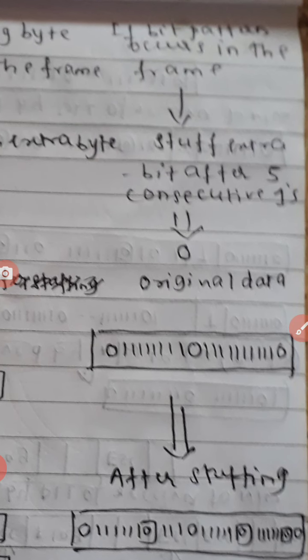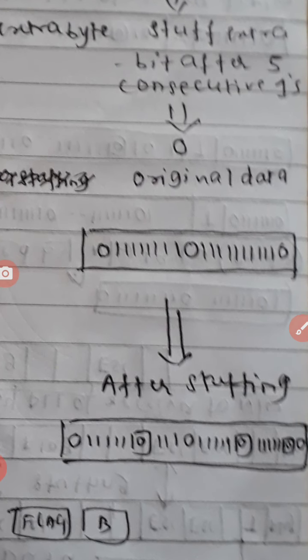The meaning of bit stuffing is nothing but stuffing an extra bit after 5 consecutive ones. That extra bit is 0. In character stuffing, the extra byte was escape, and here the extra bit is 0. Now, just consider this example.